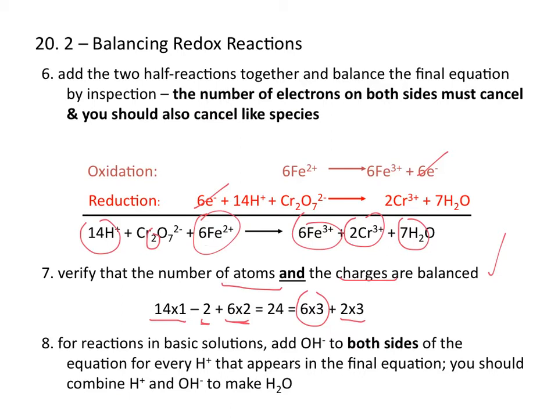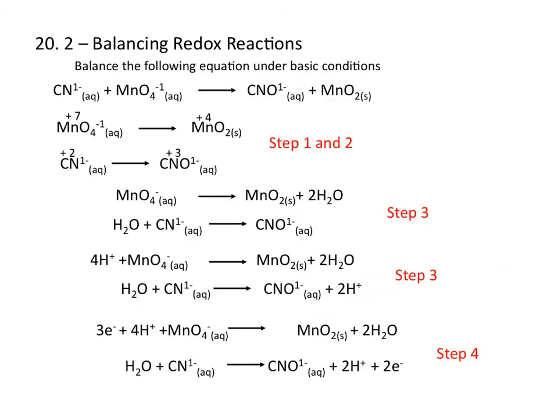But there are extra steps that you'll need to take with basic solutions. And with a basic solution, what you're going to do is add hydroxide ions to both sides for every equation that has H+. We're going to look through a couple of examples, but you just basically follow the same steps except for the hydroxide addition. So let's look at the balancing of the redox reaction under basic conditions.